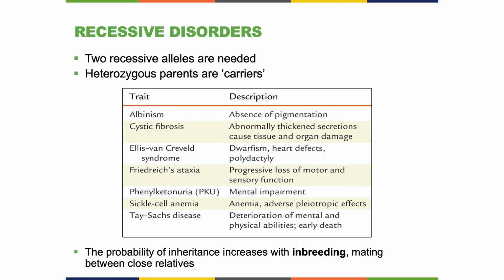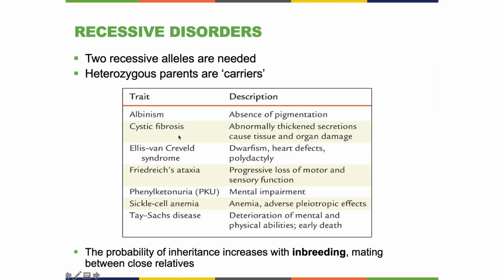Recessive disorders, you've got to get the recessive allele from both parents to end up with a disorder. Okay? So albinism is the absence of pigmentation. Very light skin, pinkish red eyes. You've got to be very careful in the sun so you don't get sunburned too much. But the parents could be normally pigmented, but they would both be carriers because they each passed on a recessive allele.